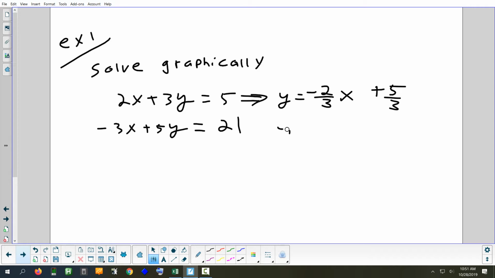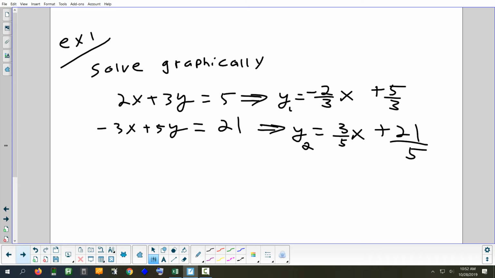Eric, can you tell me for my second equation how I would get y by itself? Plus 3x divided by 5. Plus 3x, okay. So he said positive 3x. So I added the 3x, the 21 stays right where it is, and then he said divide by 5. Divide by 5, divide by 5. Perfect. Okay, so what I'm going to basically do is put that in y1, put that in y2.